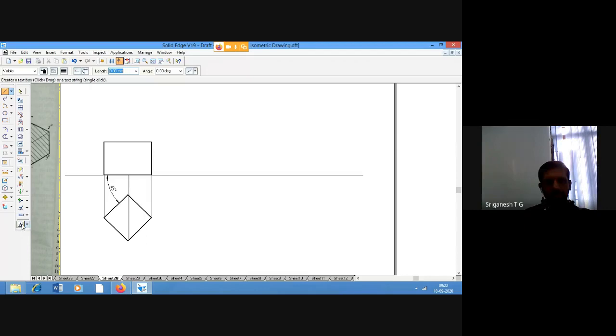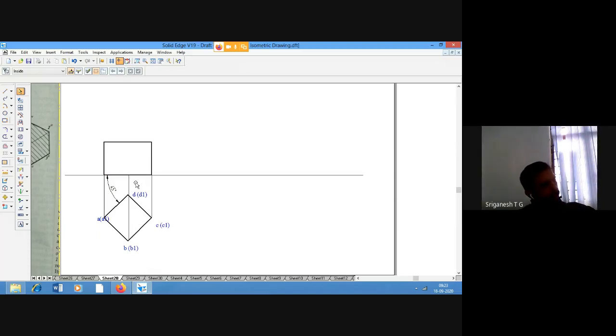And this, so let me give the alphabet. So I'll give A1, that will be at the base. Okay, and on the top corner will be A. So here we'll have B and B1. Here we'll have C and C1. Here we'll have D and D1. Okay, so B1B is a vertical edge which can be seen in the front view. Okay, right? So make that a dark line.